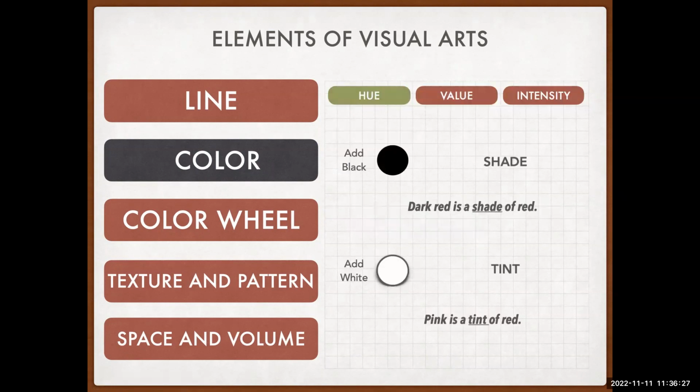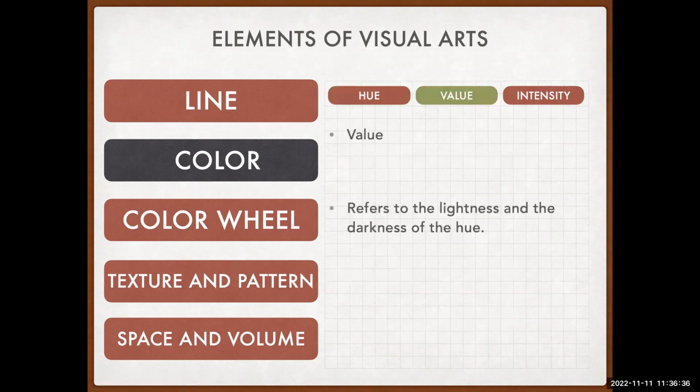When we talk about hue, there are two kinds, shade or tint. If you add black, that is a shade of red. If you add white, that is a tint of red. Value refers to the lightness or the darkness of the hue. Now, intensity is referring to the darkness or to the dullness of the color.